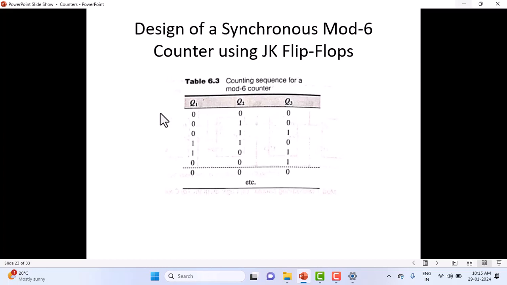That's about counters. Any questions? Any questions you have?